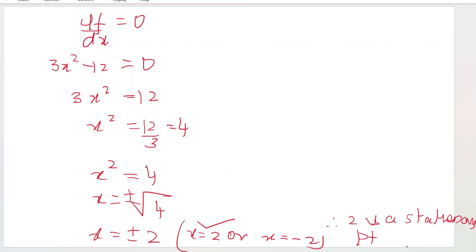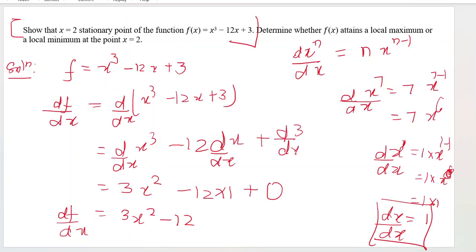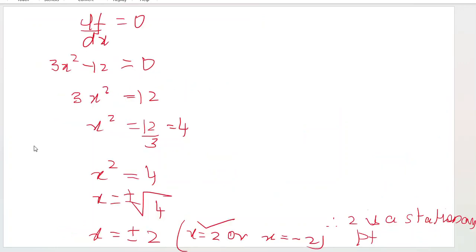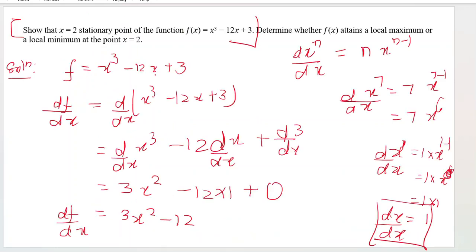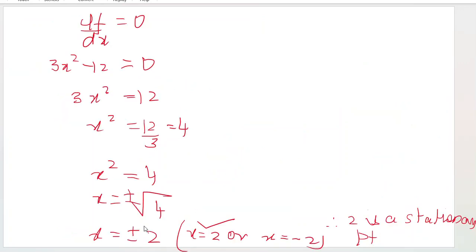So this is how you say a point is a stationary point of a function. You basically find the derivative of this function, and in the next step you set the derivative equal to 0. If in the answer you get the point which is mentioned here, right now the mentioned point was 2, and we clearly see that in the answer this 2 is there. Therefore we can say that 2 is a stationary point. Like this we can also say that minus 2 is a stationary point.